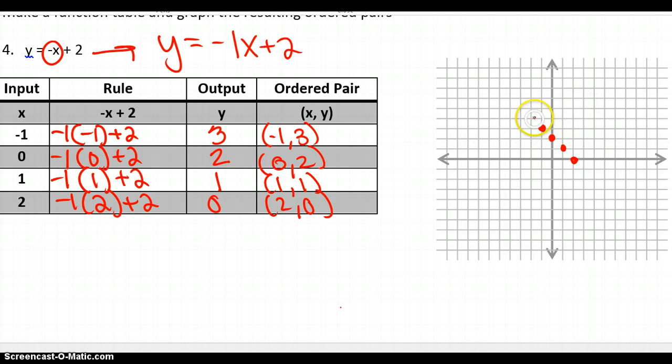How did I know I messed up? Well, because when I went to go plot this point, it wasn't going to make a line, and I knew this was a linear function. That's a great strategy when you are doing your test tomorrow.